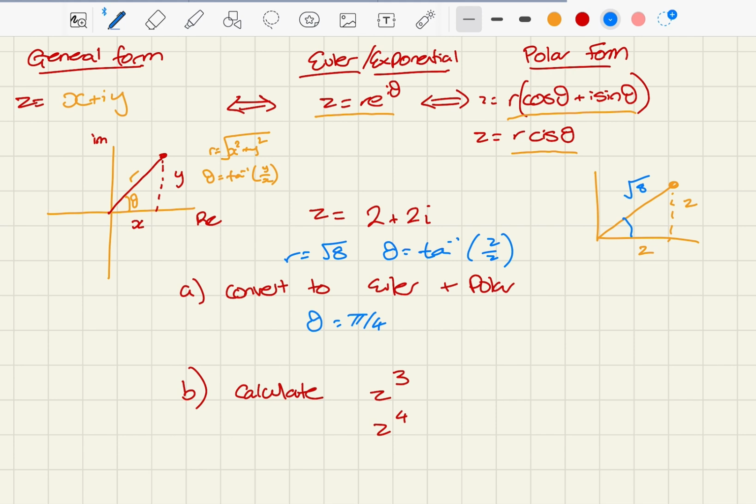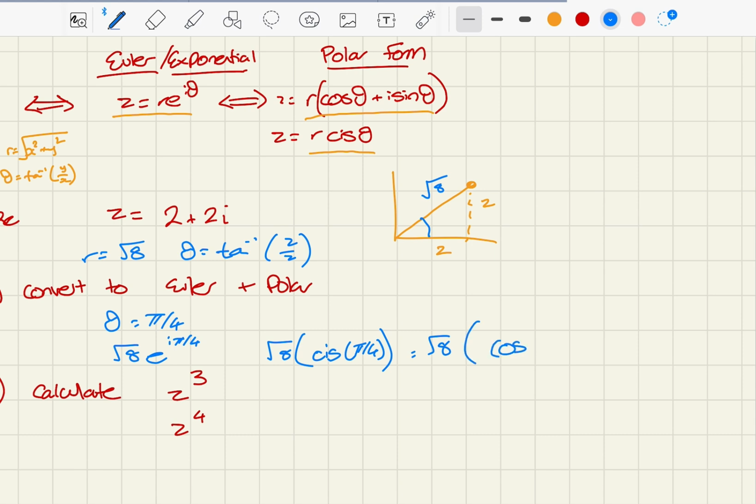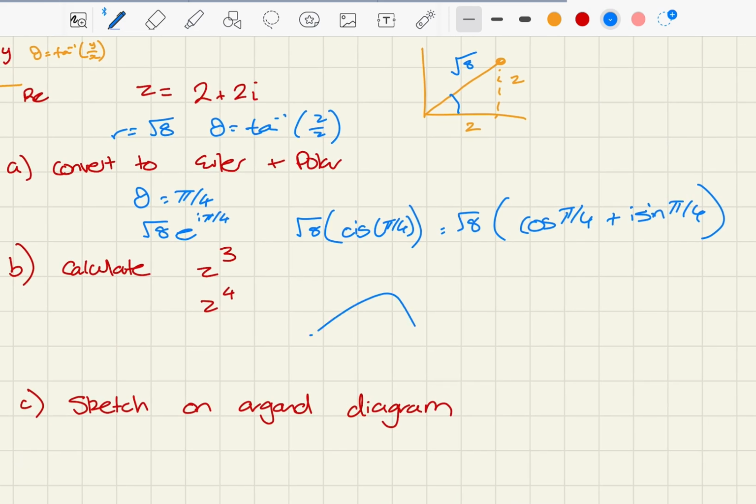Therefore, in Euler form, it is root 8 e to the i pi by 4. In polar form, it will be root 8 cis theta, so you can write root 8 cis pi by 4. Or you can do root 8 cos pi by 4 plus i sine pi by 4. Either is absolutely fine.